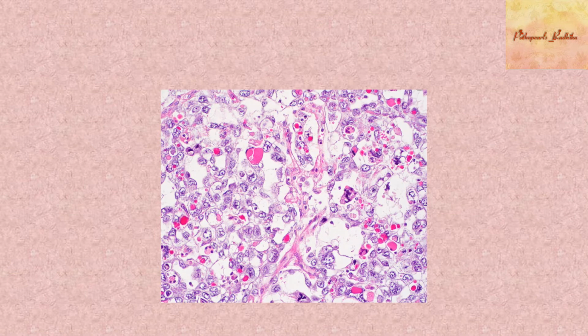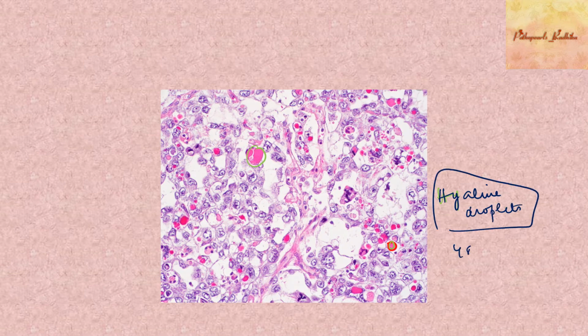One more point which you should remember: this is again a yolk sac tumor, but what are you seeing here? Some pink blobs. Are you able to appreciate these pink blobs? These are called hyaline globules. Hyaline globules or hyaline droplets can also be seen in yolk sac tumor. So these are certain diagnostic clues for yolk sac tumor.